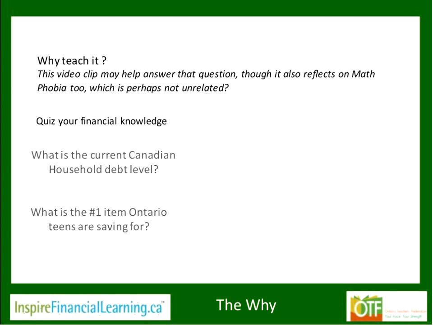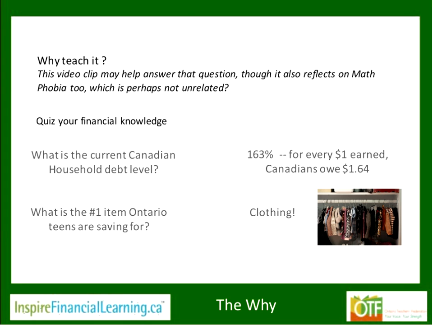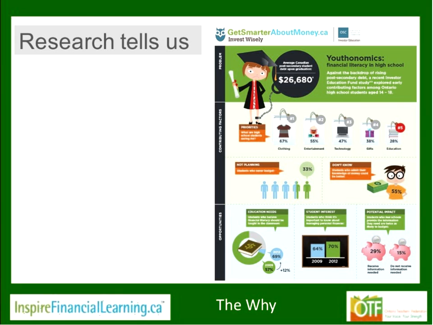You're pretty close there, and I don't usually get that second answer correct. So yes, indeed. Where are we? So for every dollar that we earn, we owe $1.63 or $1.64. And you're quite right there, Kaylee. The number one choice of teens that they're saving for is indeed clothing. And there's more information about this on this site here.